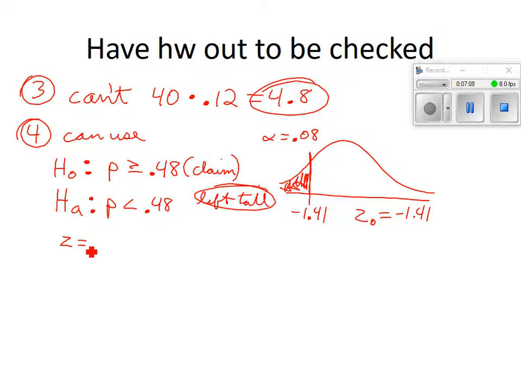This time our p hat for number 4 was 0.40 minus our p was 0.48. Have your calculators out so you can help me with this and we can rush through this. I know this first one's taking a while, but hopefully the rest of them won't take this long.